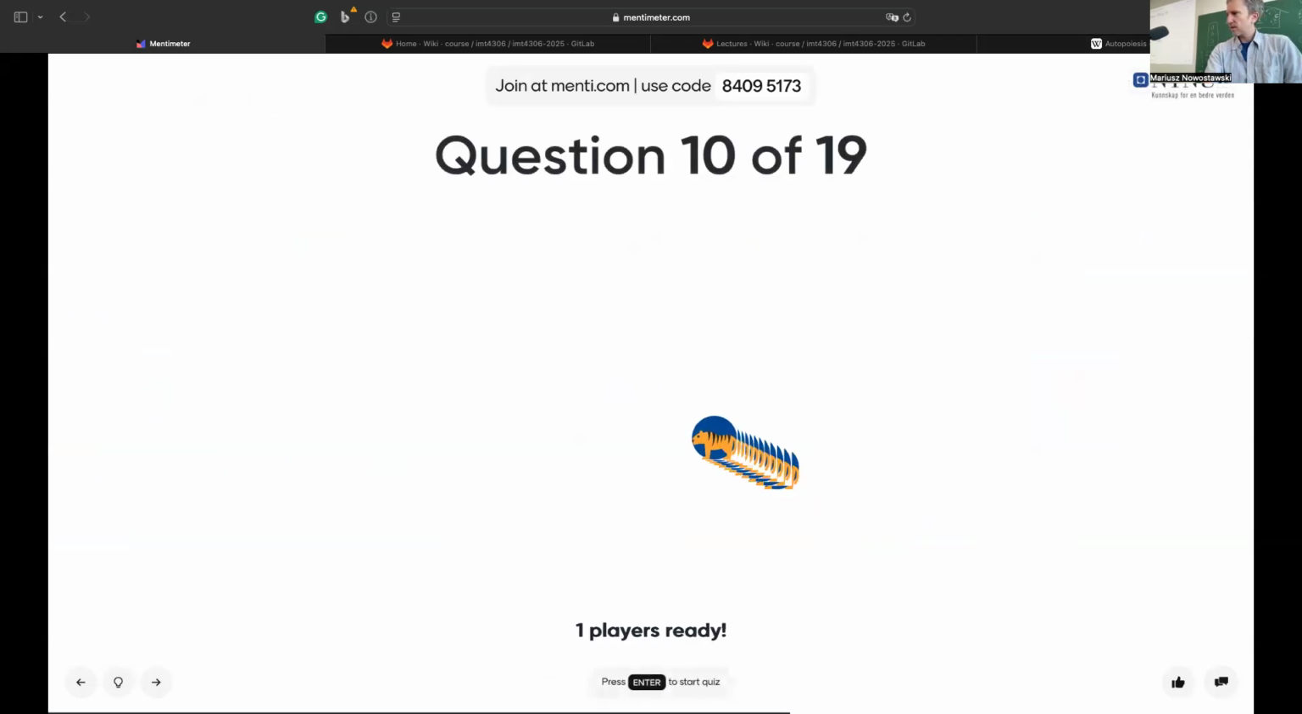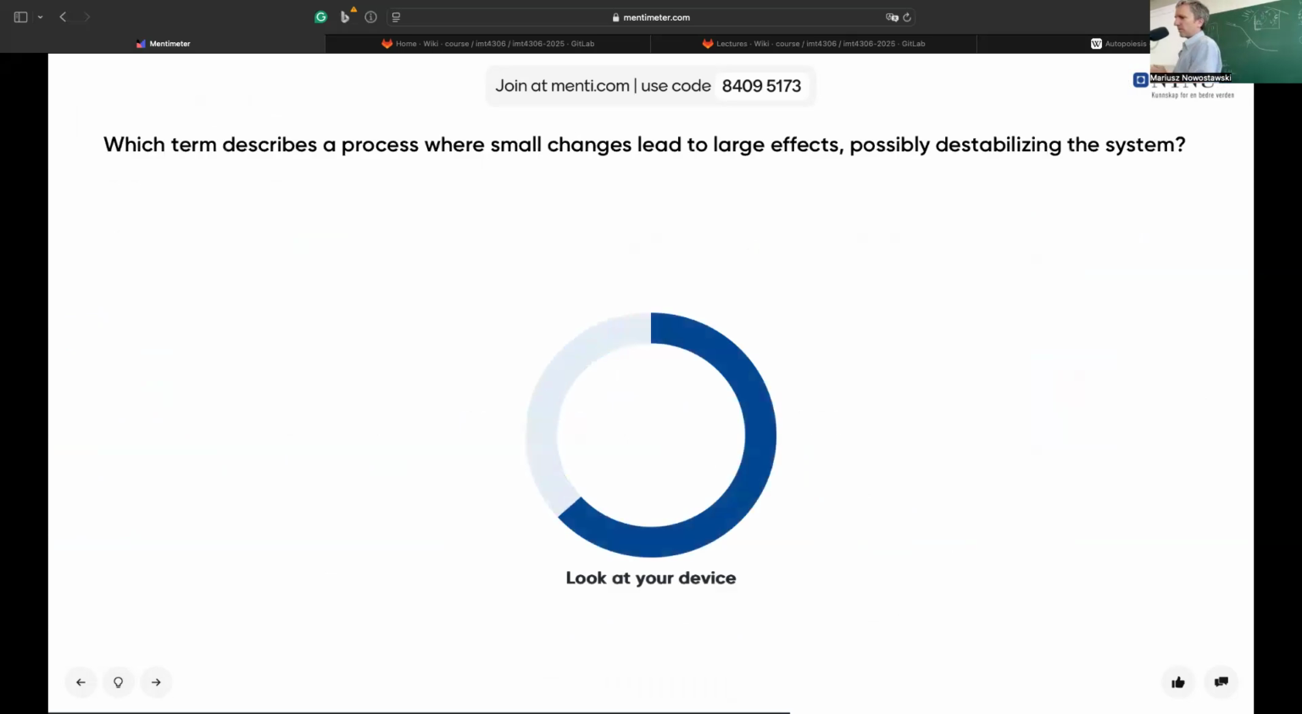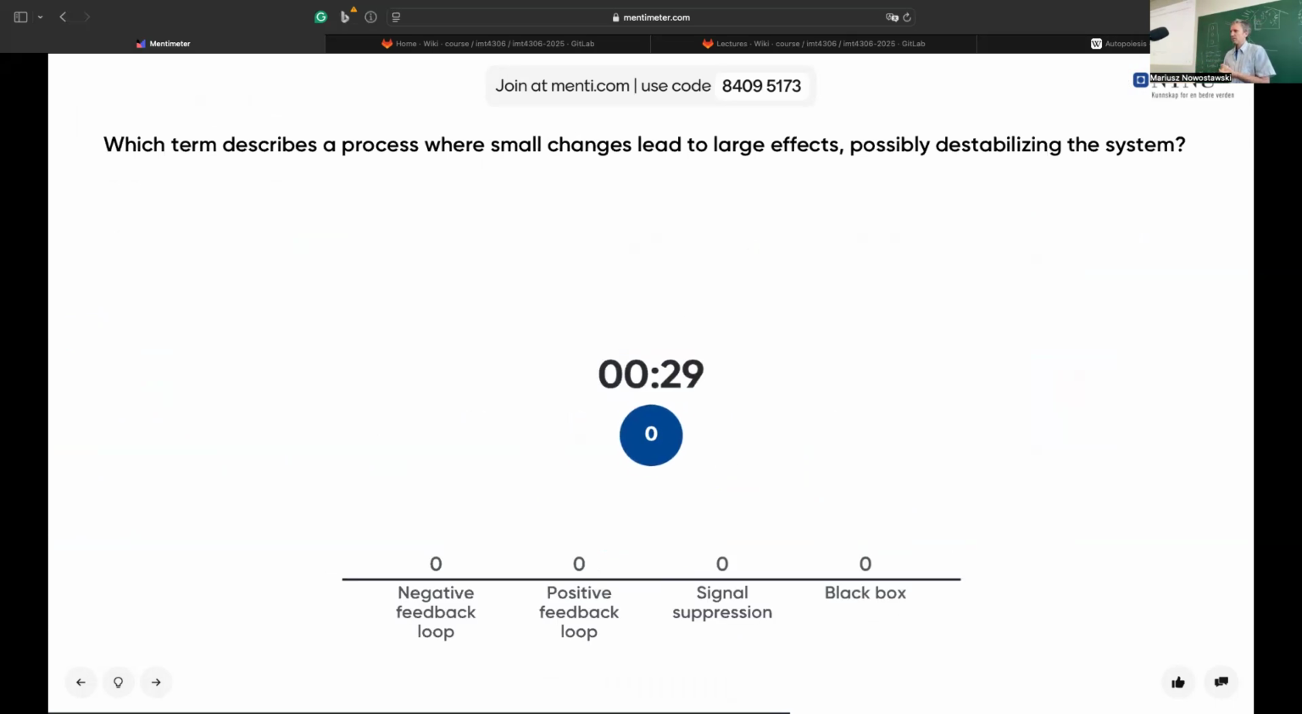All right. Yeah, we're doing not too bad. Halfway through. Which term describes a process where small changes lead to large effects, possibly destabilizing the system?